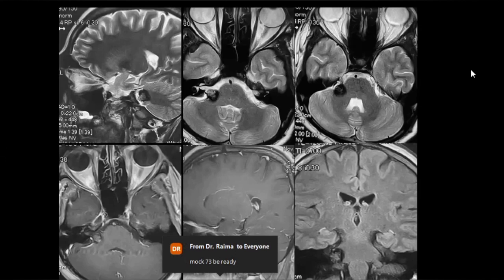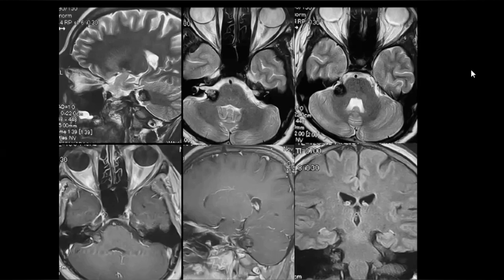And there is no mass effect, no perilesional edema on T2 weighted images. There is no mass effect. The edema should be hyperintense on T2. I cannot see any perilesional T2 hyperintense signals, neither on the FLAIR image. On the FLAIR images, there is no perilesional bright edema here.